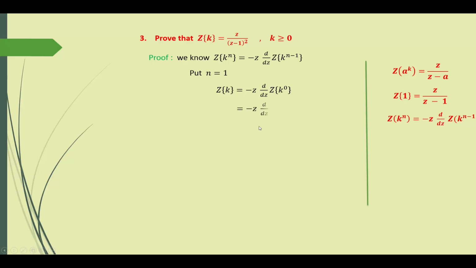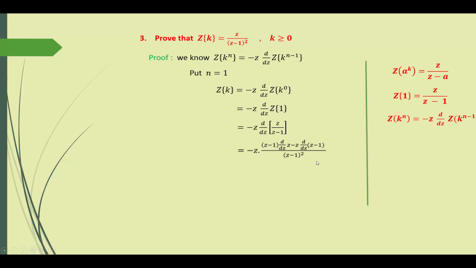Z transform of k raised to 0 means minus z d by dz of z transform of 1, since k raised to 0 is 1. Now we know z transform of 1 is z upon z minus 1. Put this value here. So minus z into d by dz of z upon z minus 1. Now the derivative of z upon z minus 1: apply the u upon v formula. So the first term is minus z into, by using the u upon v formula, (z minus 1) into d by dz of z minus z into d by dz of (z minus 1), upon (z minus 1) square.